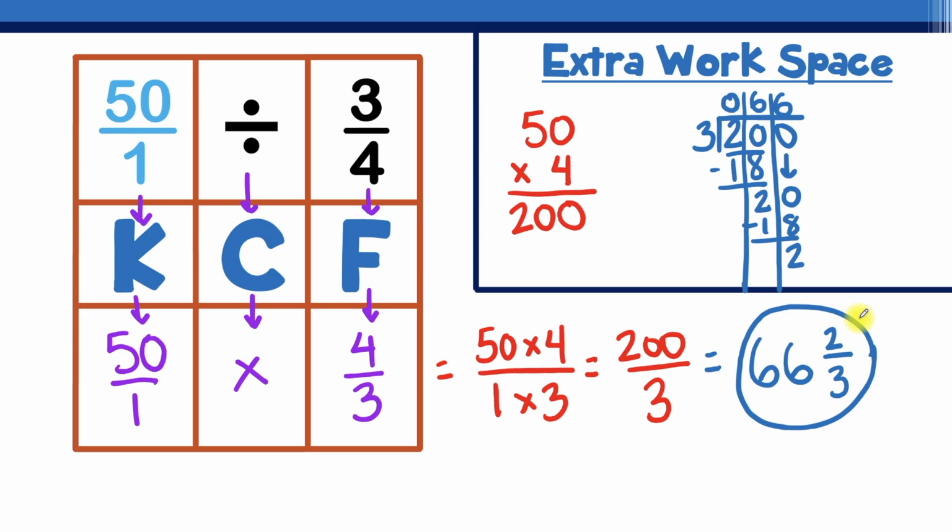And you could also say that the quotient of 50 over 1 divided by 3 over 4 is equal to 66 2/3.